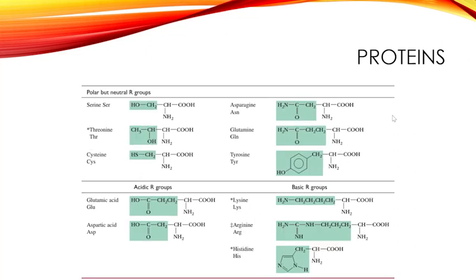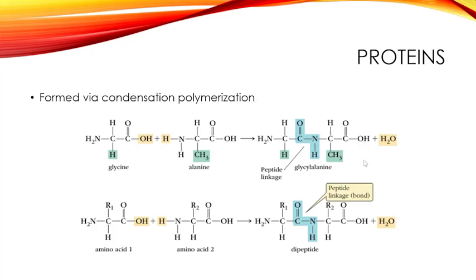Here are other examples of amino acids. For humans, we have 20 essential amino acids. Okay? These are the amino acids that are found in our body and are serving different functions for our well-being. Similar to carbohydrates, proteins are also formed by condensation polymerization. The only difference between proteins and carbohydrates is that for proteins, you can have many different monomers that are joined together to form a single protein.